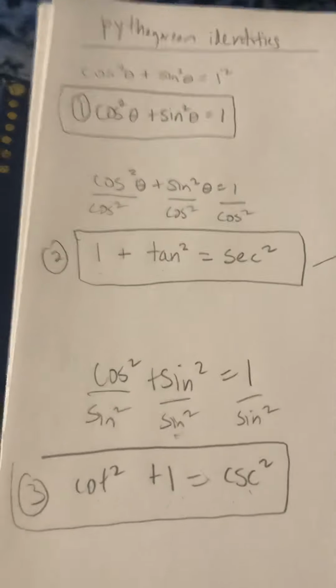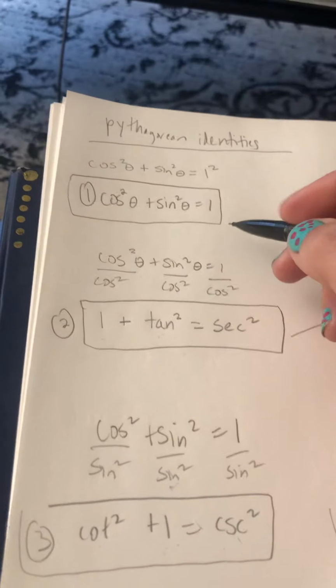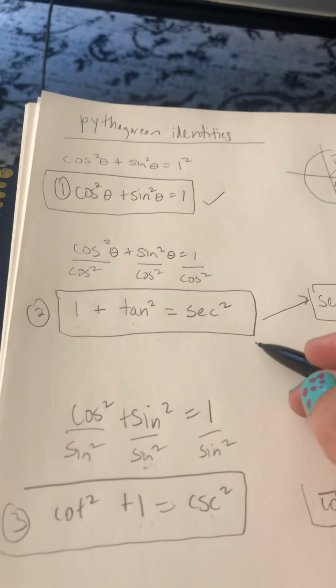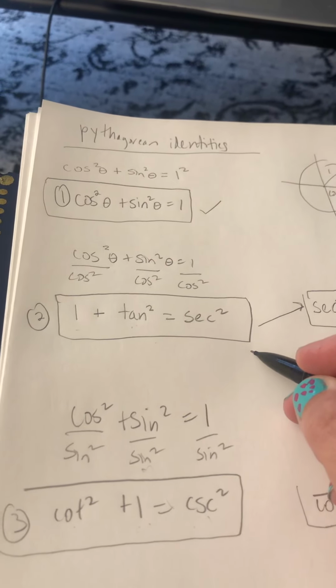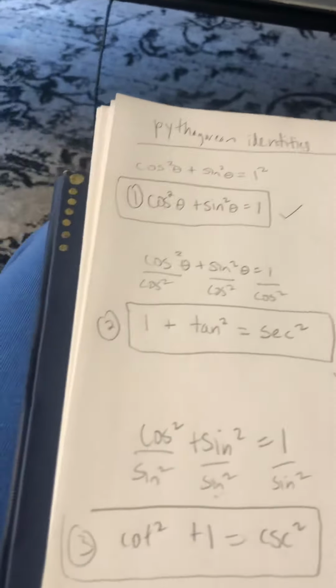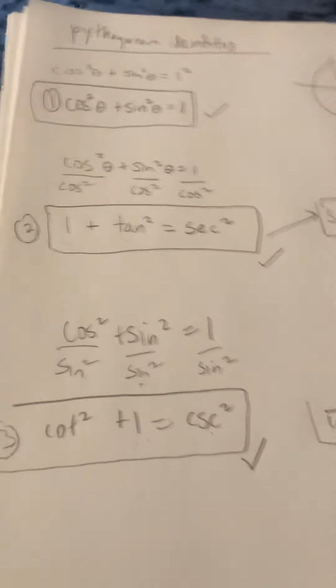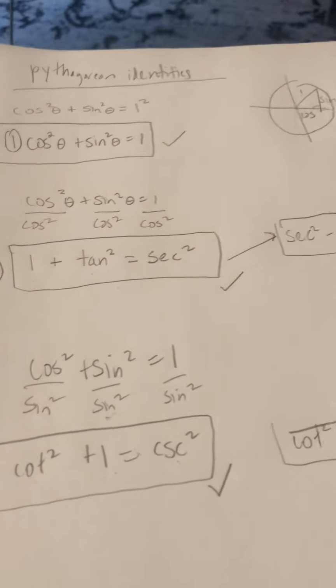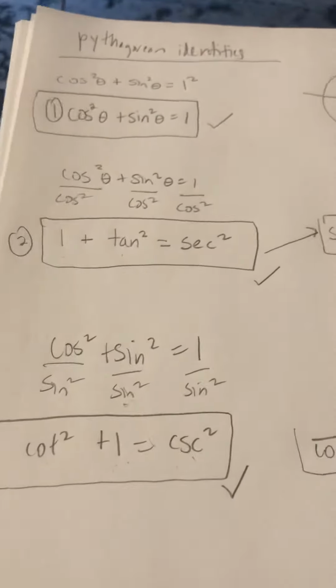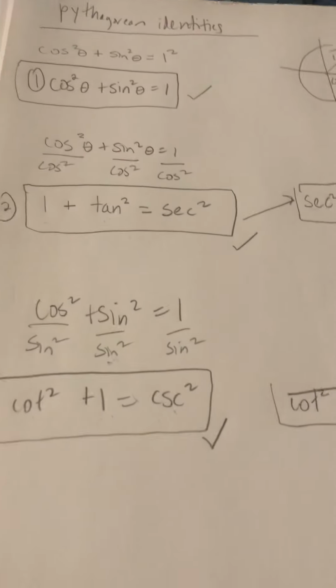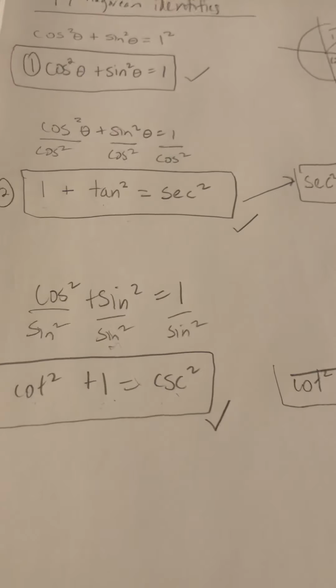Again, these are the 3 that we will be using. Cosine squared plus sine squared equals 1. 1 plus tangent squared equals secant squared. And cotangent squared plus 1 equals cosecant squared. So those are the identities that we're going to be using to simplify. So we're going to pause, and then we're going to do some practice problems together.